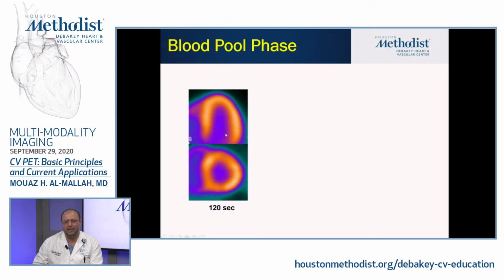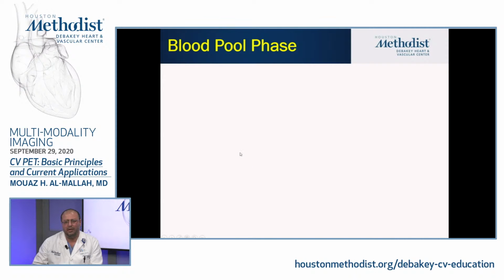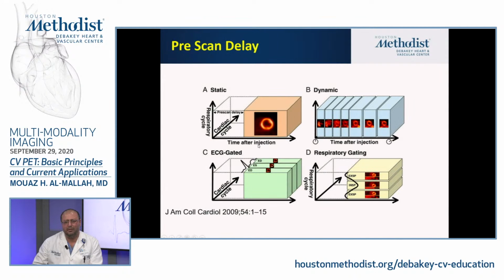So another thing, because sometimes when you acquire the image, if you wait too little, the blood pool has not completely cleared from the rubidium. So there's still some rubidium in the blood pool.